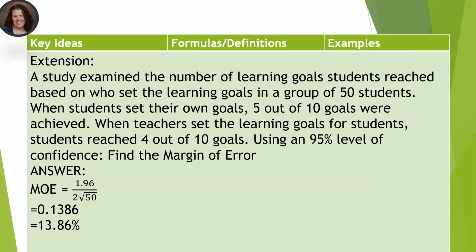Hopefully you got a 1.96 as your Z alpha over 2. Your N was 50. And so your margin of error should be 13.86%.